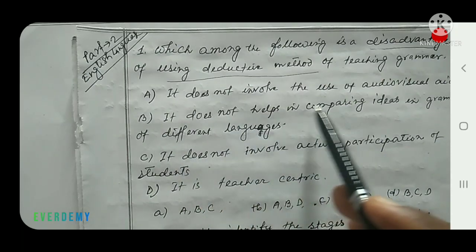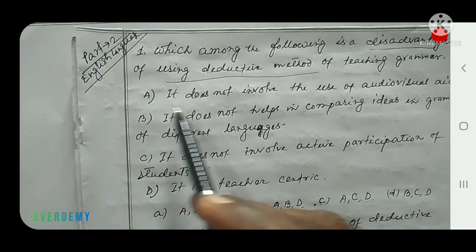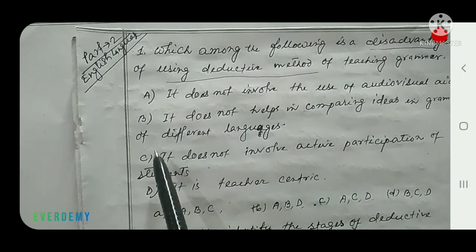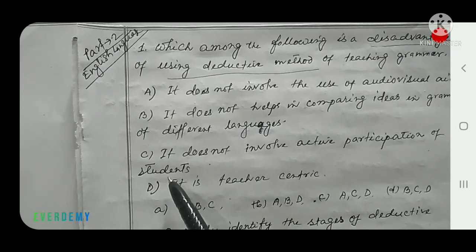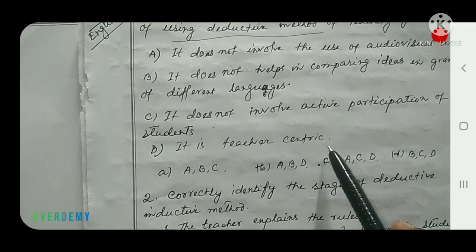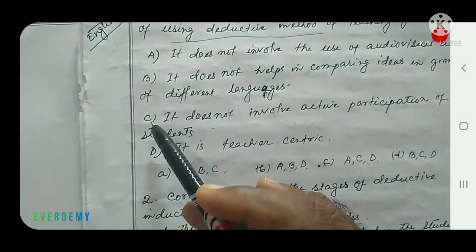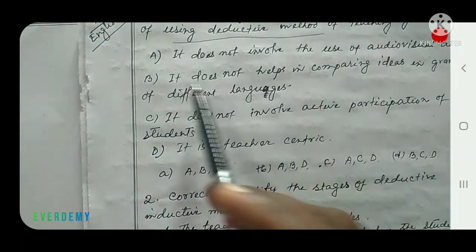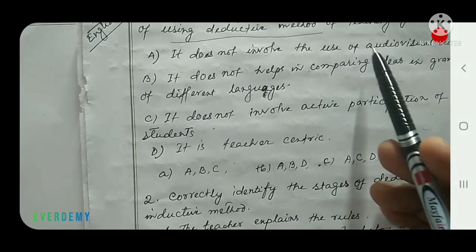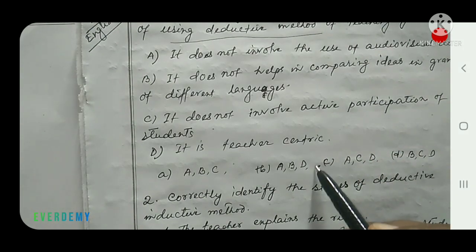So A, it does not involve the use of audiovisual aids. It's a disadvantage of deductive method. C, it does not involve active participation of students. This is also a disadvantage of deductive method. And D, it is teacher-centric. It's also a disadvantage. So A, C and D are the disadvantages of using deductive method of teaching grammar. So here C is the correct answer.